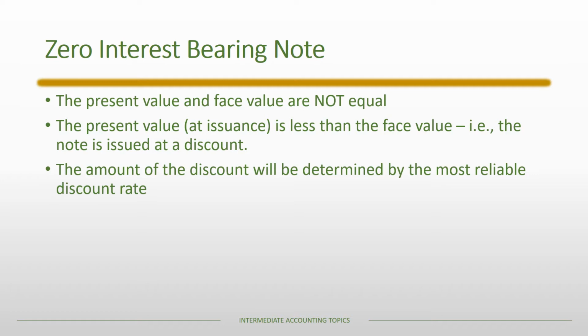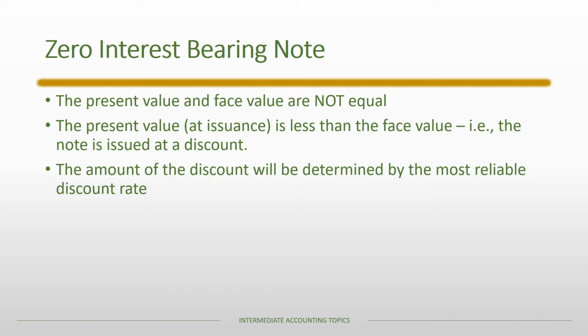It's really important to note that a zero interest bearing note means that there's no contractual interest, but there still will be an interest expense. Recall, we incur interest expense as time passes. And so just because there's no stated rate on the note, it does not mean there will not be an interest expense. And so I just wanted to clarify that.